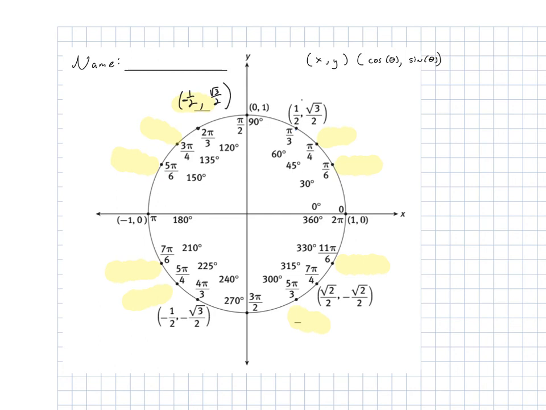Don't forget to finish this unit circle as your homework. You can download a blank copy on Schoology.